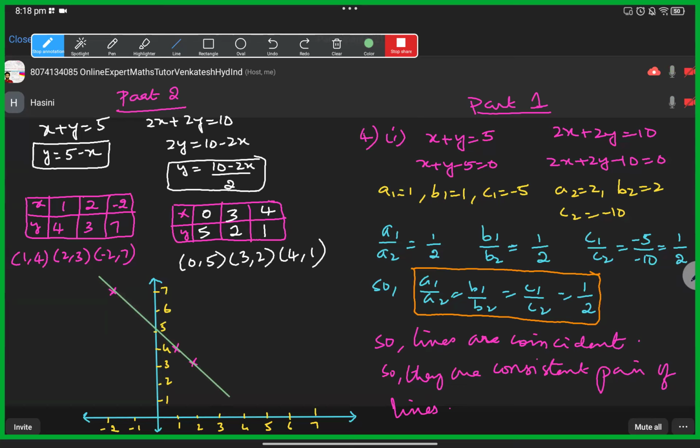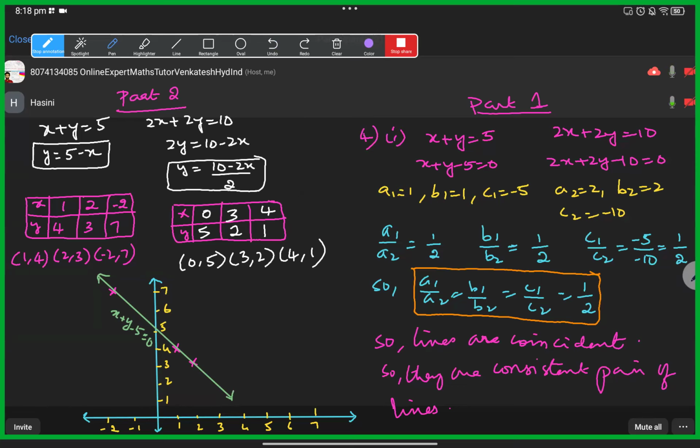So now Hasmi, this is the first line. On this I have to write here, I'm writing x plus y minus 5 is equal to 0 first. If I write it in ax plus by plus c form. Now Hasmi, I'm plotting the other ones. Other ones are 0, 5, 3, 2, 4, 1.